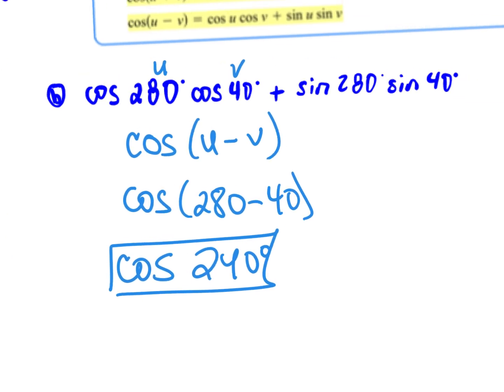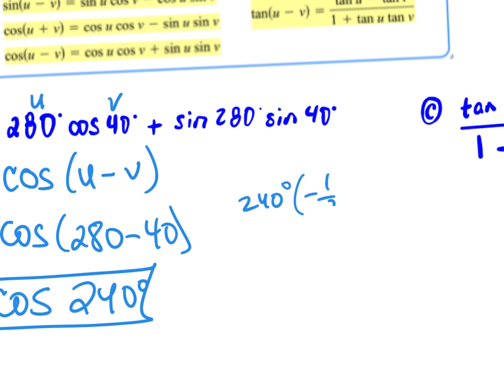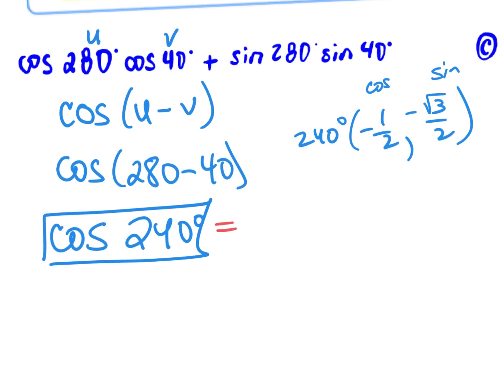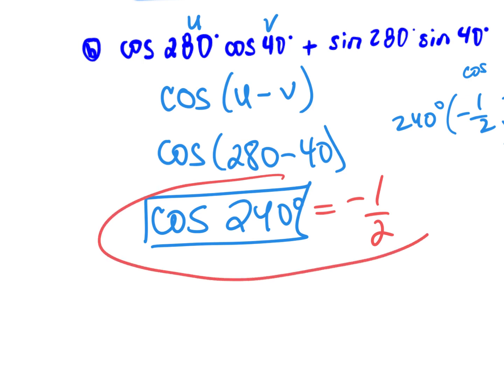So now you go to your unit circle and you say, okay, 240. What is the ordered pair at 240? Negative 1/2 and negative square root 3 over 2, right? So this is my cosine. This is my sine. So guys, what is the answer? When I evaluate cosine of 240, what is it? Negative 1/2. There's your complete answer. How do you guys feel? This is easy, right? Once I explained it, it's like, oh, it's not that bad.